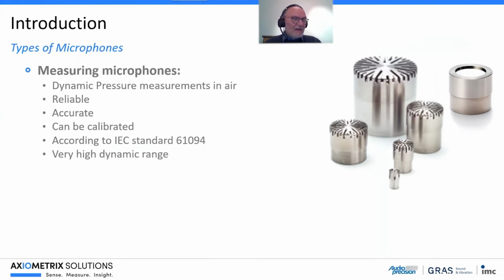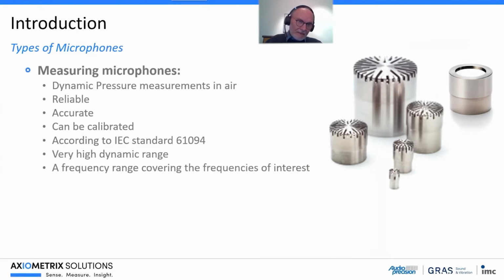A measurement microphone has actually a very high dynamic range. It has a dynamic range in the neighborhood of 110 to 120 dB. It has a frequency range which is covering all the frequencies of interest, as long as we are talking about noise and measurements of audio.